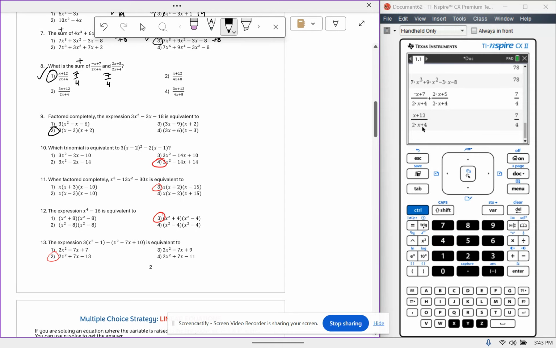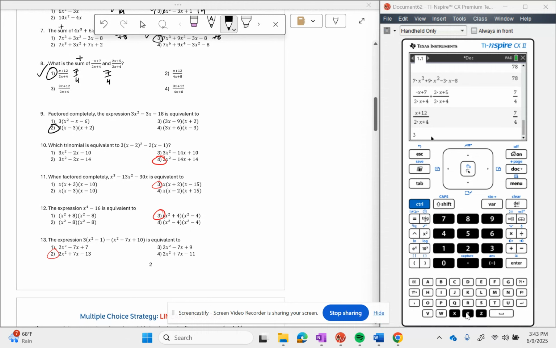Question 9. It says factor completely the expression 3x squared minus 3x minus 18 is equivalent to 2. Let's go ahead and type it in and get our value. I want to take the x. Go ahead. Come on. What's going on? I don't want to have to type these all in. Goodness. Okay. 3x.